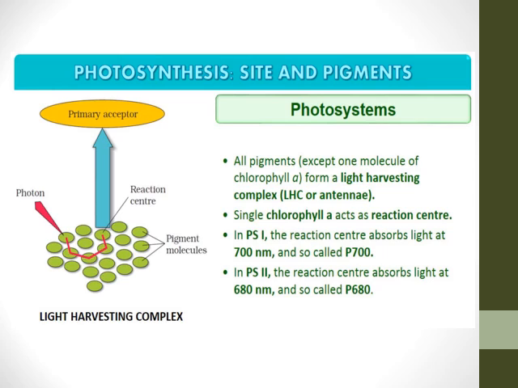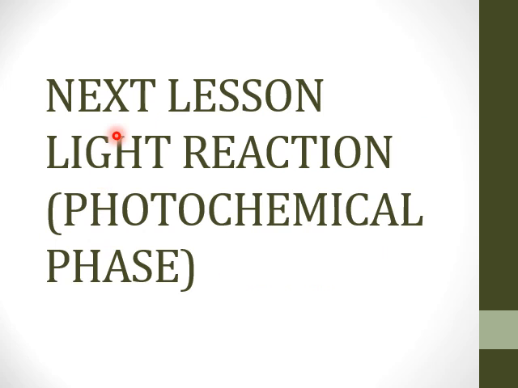So our next lesson will be on the light reaction, that is known as the photochemical phase, in which we will see the functioning of the system, that is PS1, PS2, the functioning of your chief pigment as well as the accessory pigment, how the light reaction takes place, how the synthesis of ATP and NADPH takes place, followed by our dark reaction.